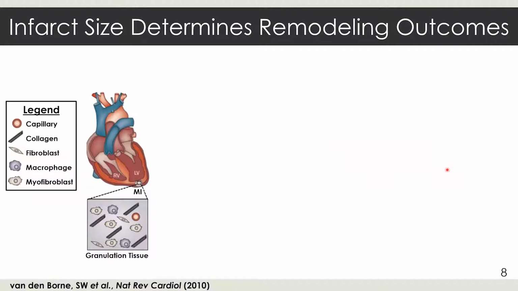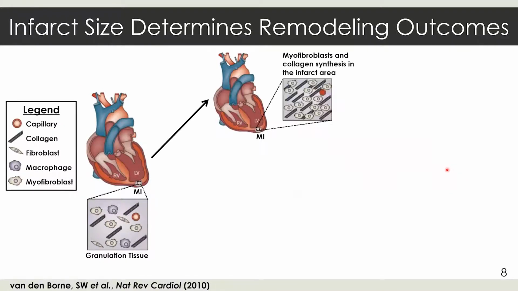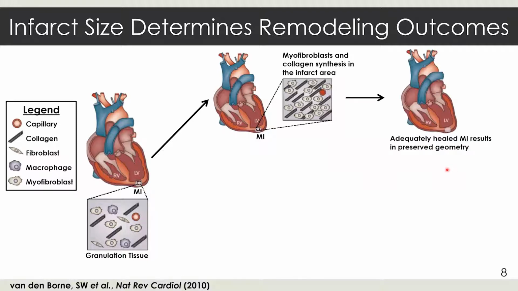When someone has a heart attack, there are typically two outcomes. One of them is that fibrotic scars begin to develop early with enough strength and good mechanical properties, and then you get an adequately healed MI, which results in preserved geometry.